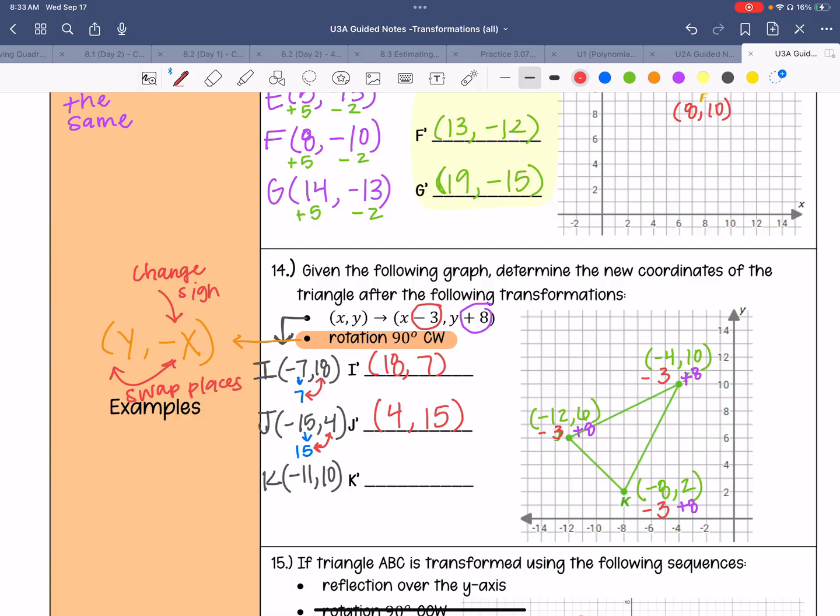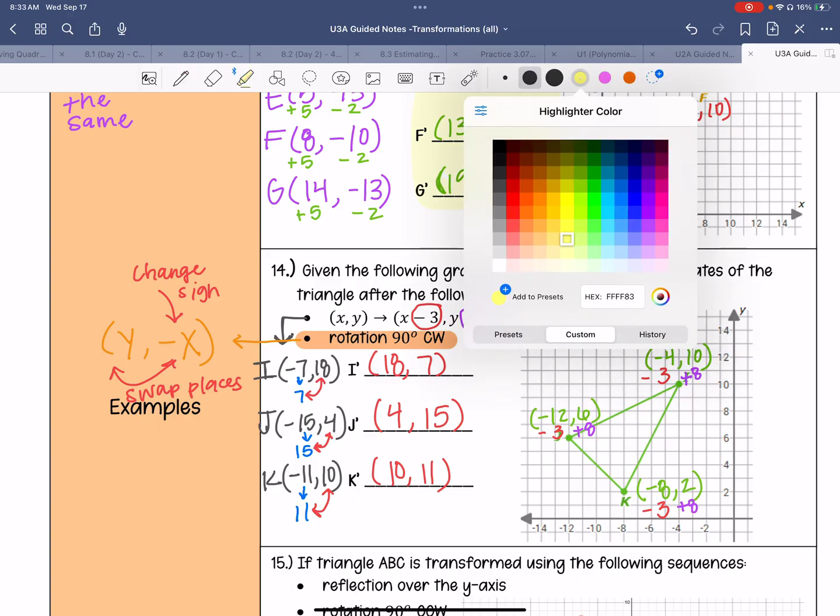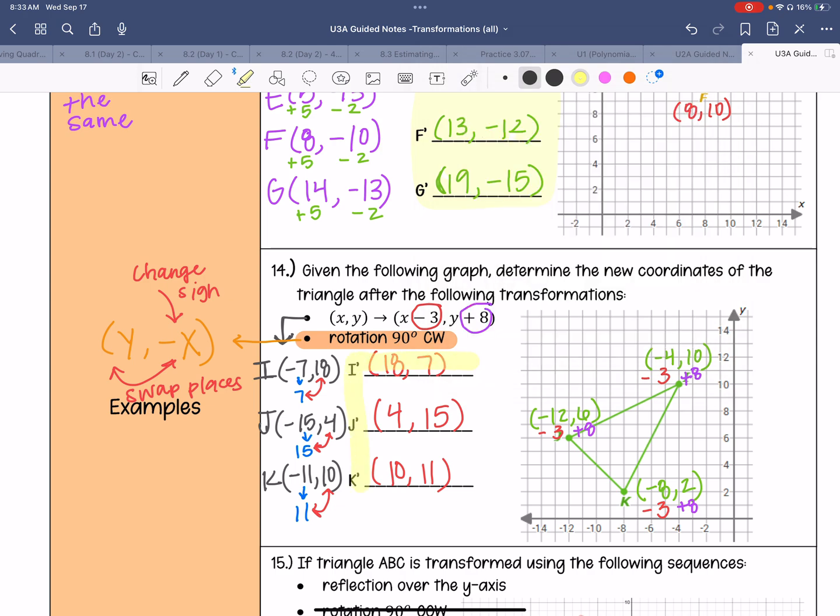And then last but not least, our negative 11 is going to become a positive 11. Then we are going to swap places with the y coordinate. So we have a new ordered pair of 10, 11. And that would be our final answer. So those would be our final coordinates after this particular sequence.